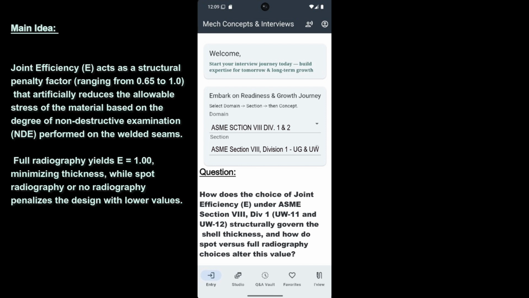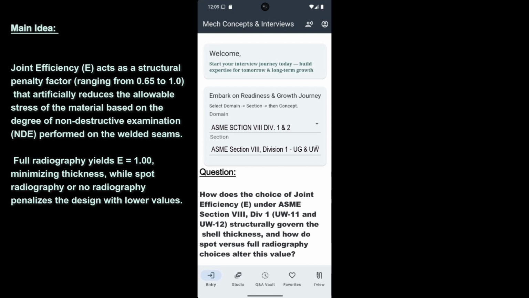Well, joint efficiency is, at its core, a direct structural penalty factor. It artificially reduces the allowable stress of your material mathematically, based entirely on the degree of non-destructive examination, or NDE, performed on the welded seams. And what's the scale for that penalty? It operates on a mathematical scale from 0.65 up to 1.00. Explain how the inspection technique dictates that scale.